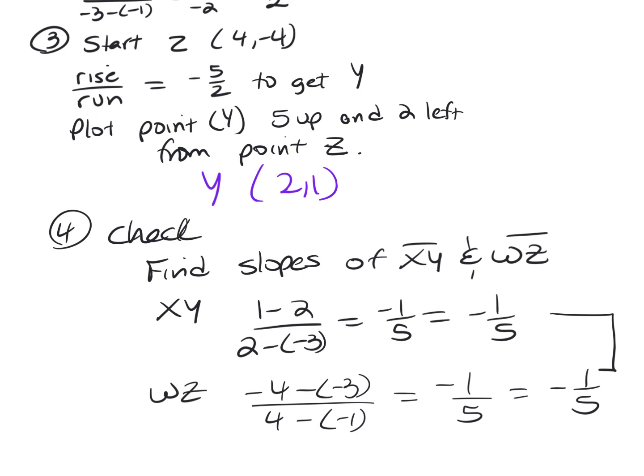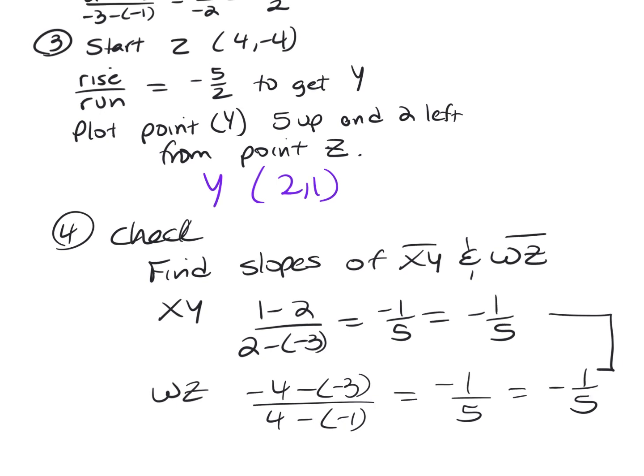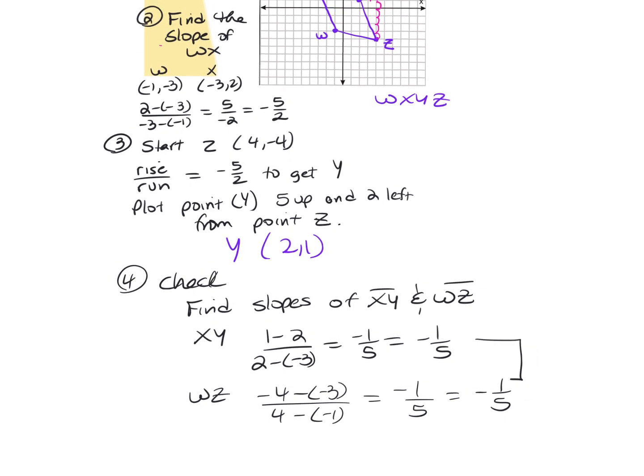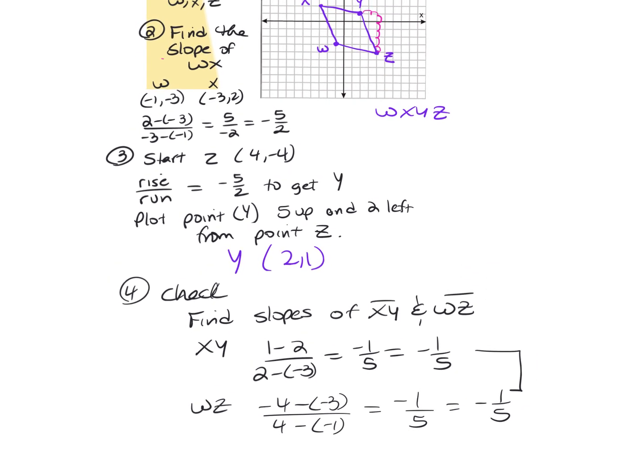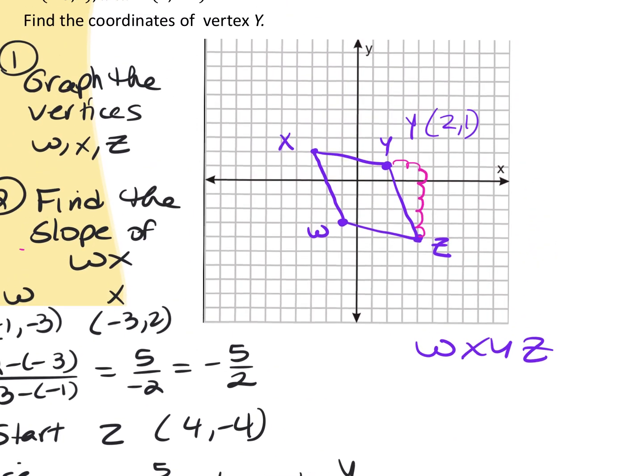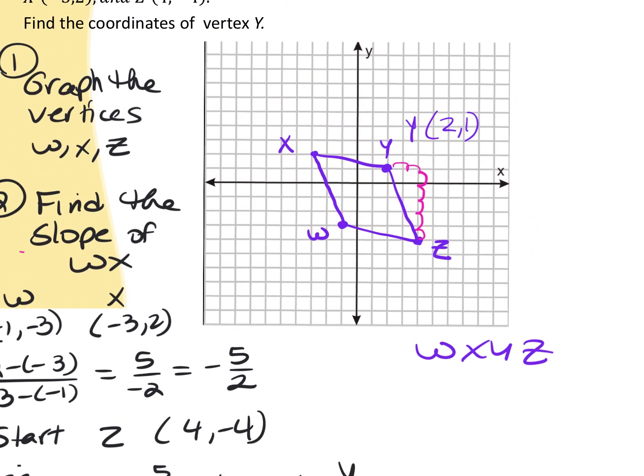Now, if you've got a nice, neat graph, you could also count the slope, the rise and the run, just to make sure. So this last step is optional. If you would have rather just counted the rise and the run, for example, go up 1 and then 5 over, up 1, 5 over, and then the same thing over here. Check that these are parallel. If they're not, then you've got the wrong Y. So that's a way to check it.